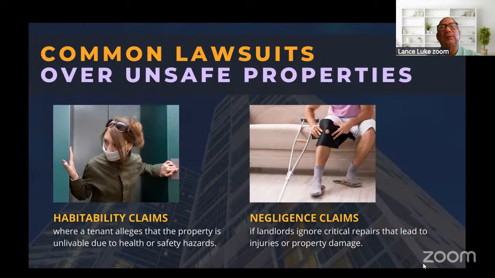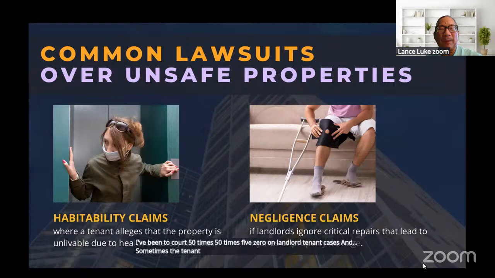Common lawsuits over unsafe properties. I've been to court probably 50 times, okay, 50 on landlord tenant cases. And sometimes the tenant is liable and sometimes the landlord is. Most of those cases that I've been to court on were eviction cases where the tenant didn't pay rent and they needed to be kicked out.